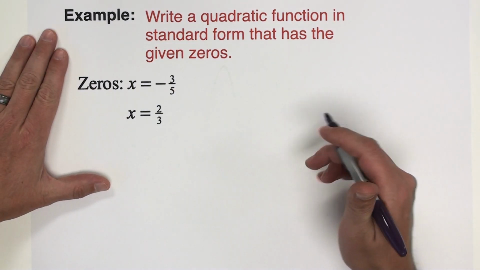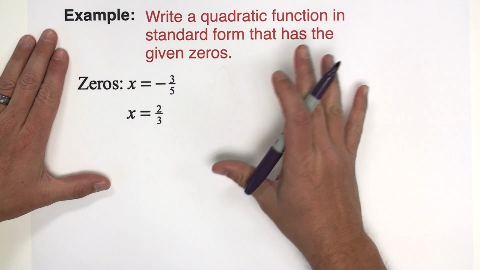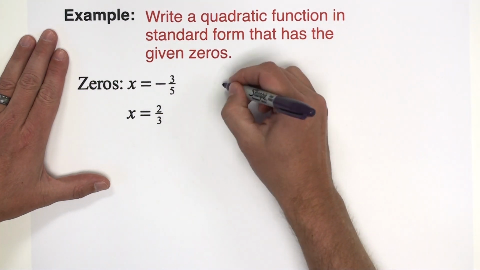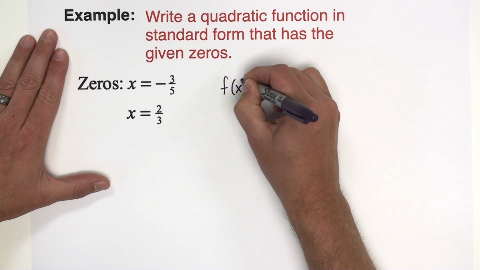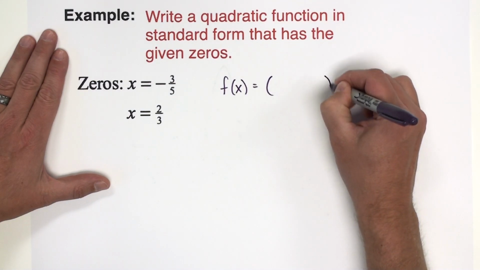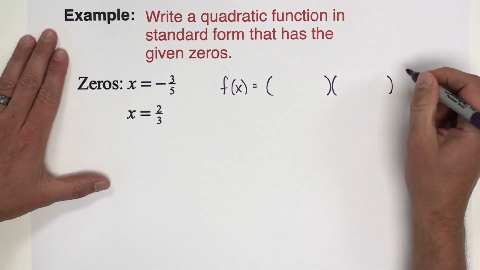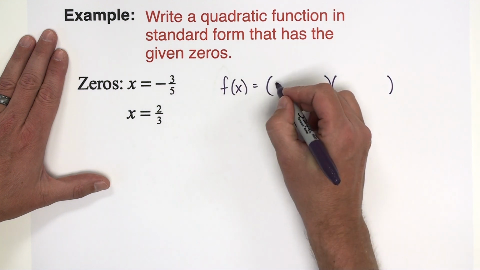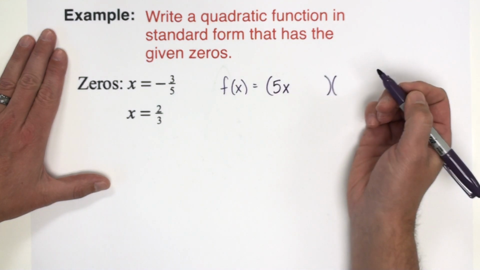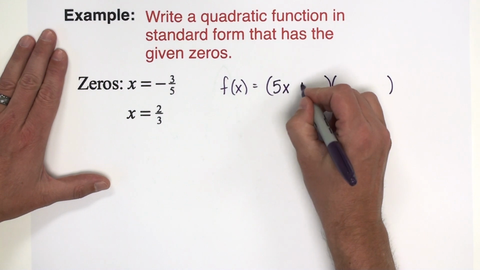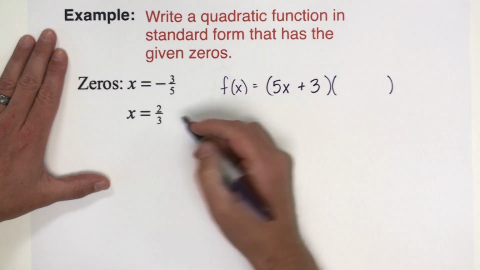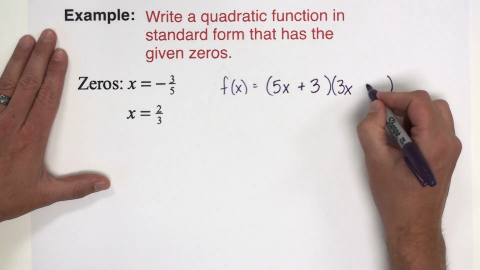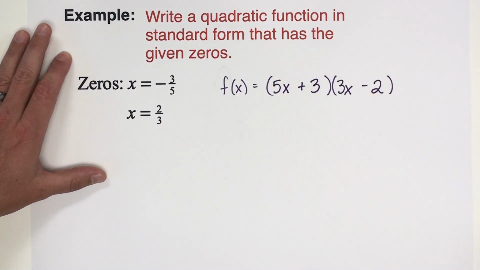All right, last example problem. I'm giving you one that's about as hard as I can make it. You've got two fractional zeros. We're going to go back into a quadratic function in standard form. So let's go into the factored form first. And think of these again as two-step equations. That 5 in the denominator had to have been 5x. And then the opposite of negative 3 is plus 3. And this one's going to be 3x. That 2 is a positive number, so minus 2.